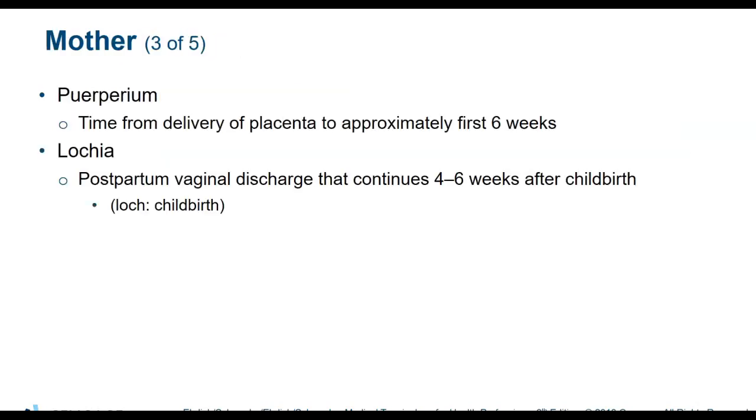Postpartum means after the childbirth. Puerperium is the time from delivery to 6 weeks, which is the normal time it usually takes to get back to normal. The lochia is the postpartum vaginal discharge that continues between 4 and 6 weeks after childbirth. We watch that. We want to make sure that it doesn't have any color or any smell, because there may be infection if we see that.